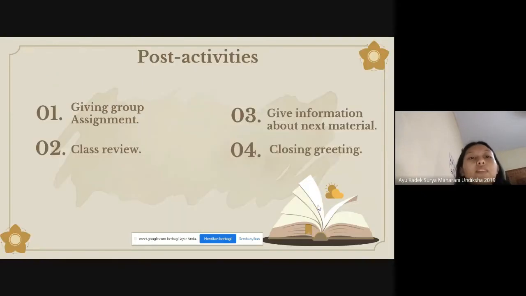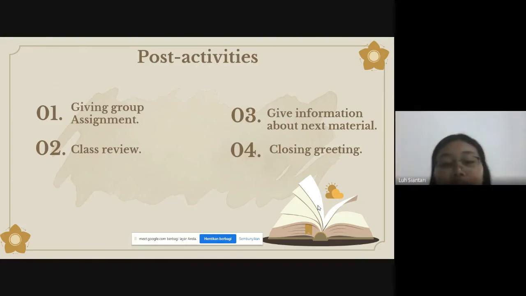Next, post activities. Post activities last for 10 minutes. In post activities, the teacher explains about the project assignment, and the students should make a group and make one limerick poetry about things and animals around them. Every student needs to make a video when they are reading the group poetry. Then they post it on the class Instagram, and the link is submitted in Google Classroom. And next, the teacher gives feedback or class review about today's class and gives information about the next material. And last, the teacher and the students give closing greetings to each other. The next material will be presented by Luciana.